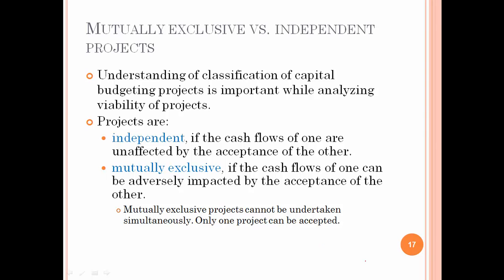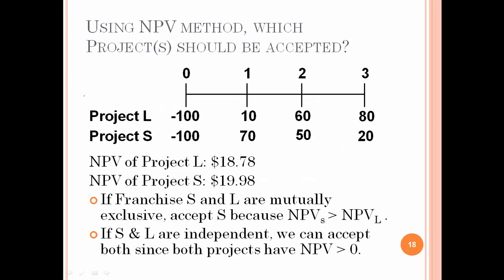Again, mutually exclusive projects means if you choose one project among them, you have to give up or reject the others. So if we have two projects here, project L and project S, and they are mutually exclusive, then according to the NPV results, we choose S because the NPV of project S is higher than the NPV of project L. However, if they are independent, then we can accept both because then we look at each of them independently. And both projects have positive NPV, that means we can take both projects. We can accept both projects.